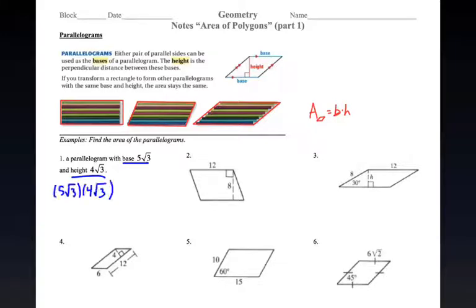Number 1, it gives you the base and the height. You just got to multiply those guys together. 5 times 4 is 20. Square root of 3 times square root of 3 is 3. That's where the 60 comes from.